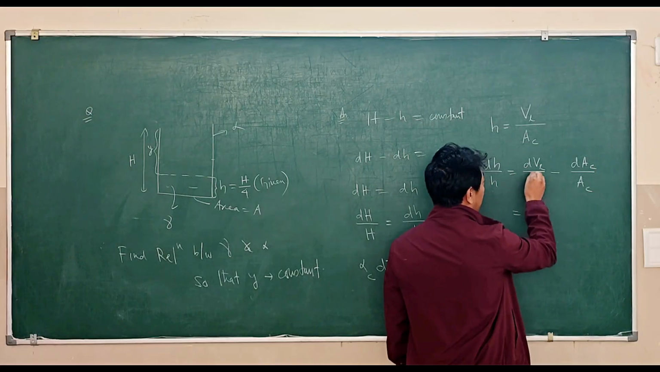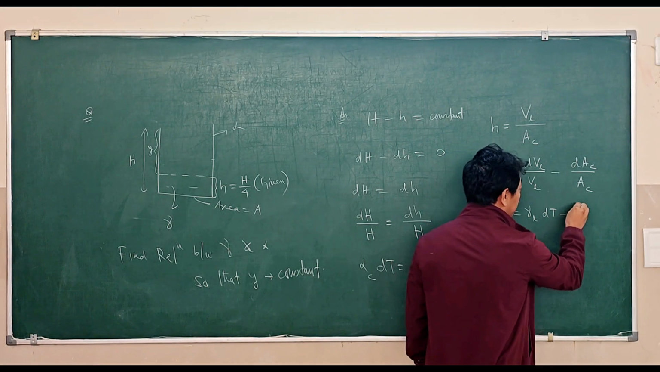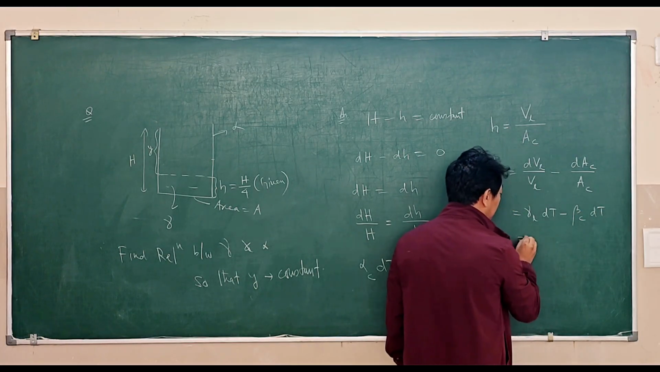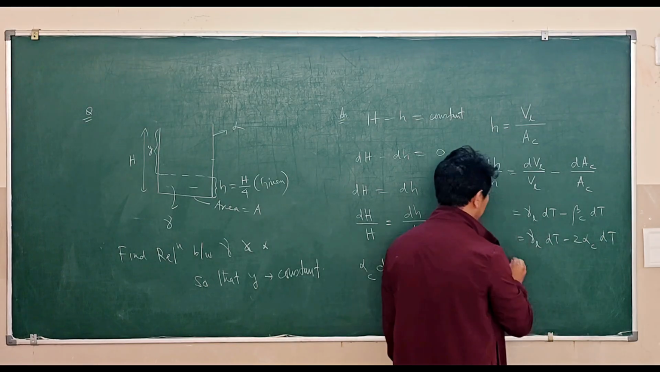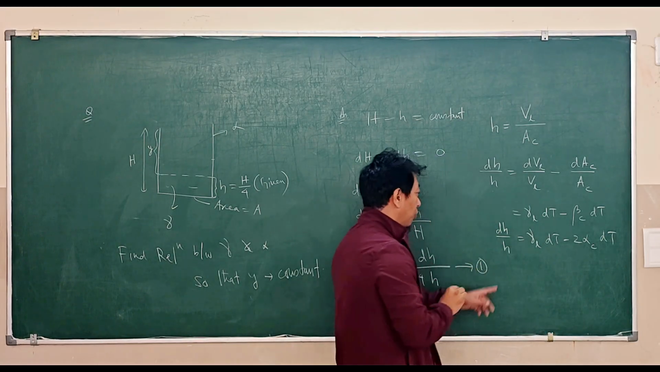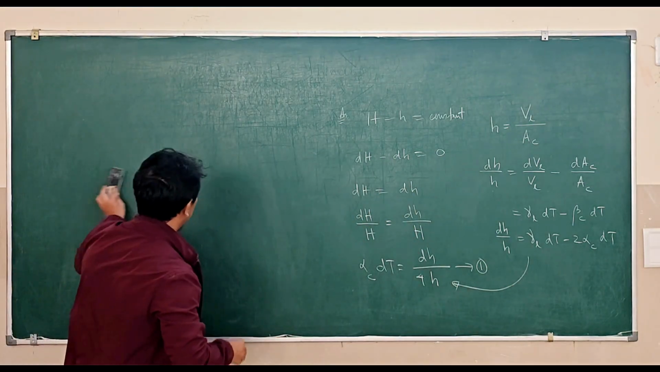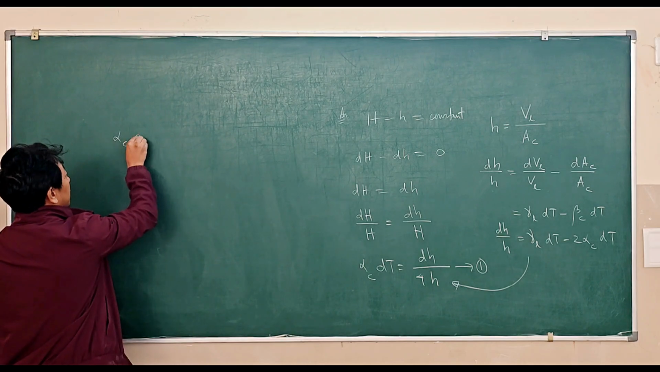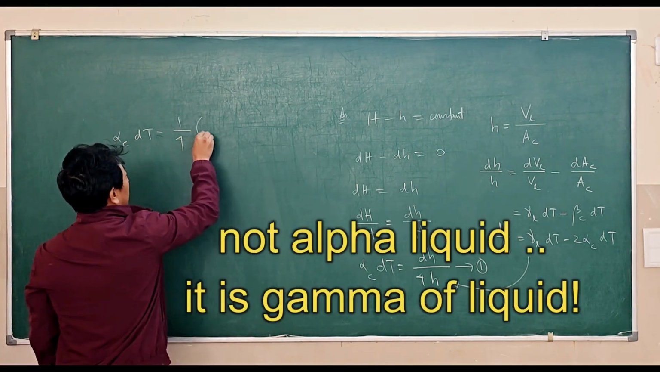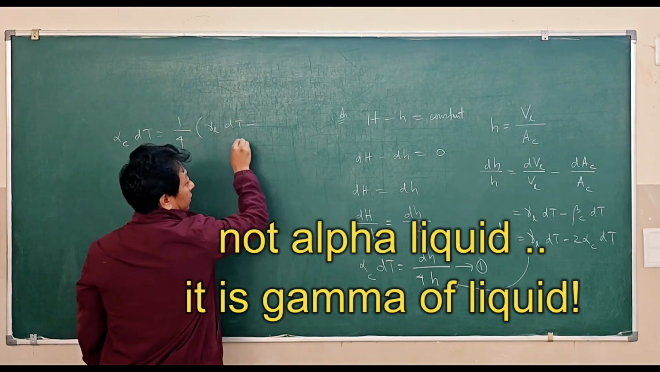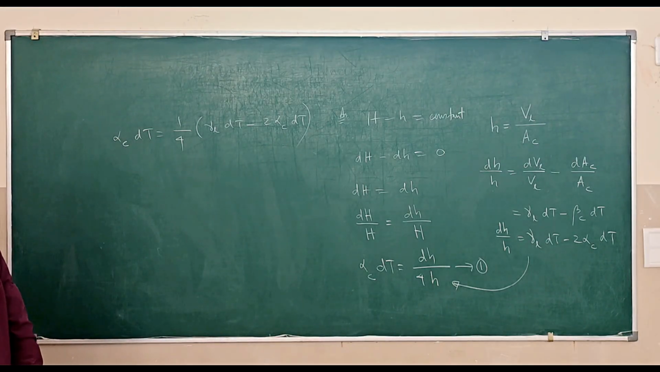So what is D volume of liquid by volume of liquid? Gamma of liquid dt. And this is beta of container dt. Beta of container can be written in terms of alpha. 2 alpha of container. So dH by H we found or not, people? Substitute. Tell me what you will get. Alpha container dt is equal to 1 by 4. What is dH by H? Alpha liquid dt minus 2 alpha container dt. Correct? What did I do? dH by H I substituted.